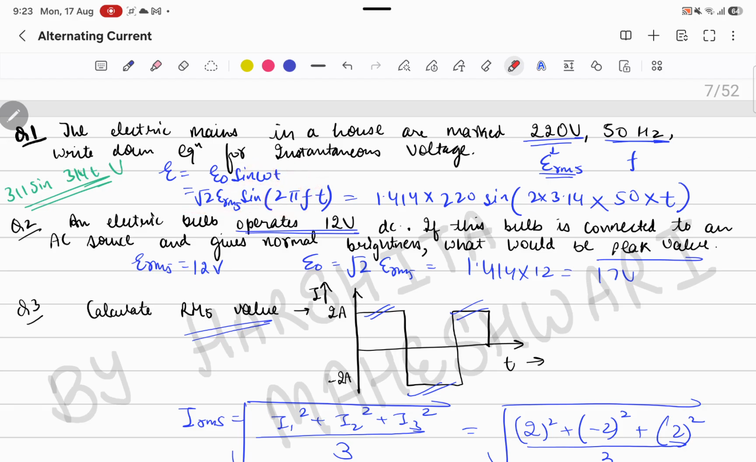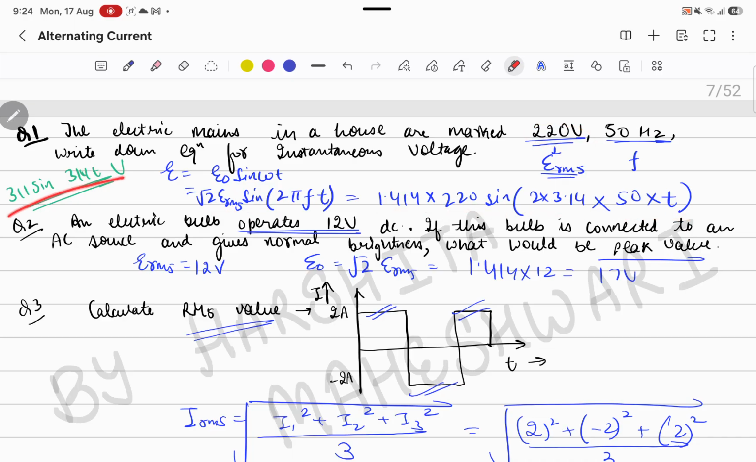Why did I write in terms of f? Because they have given us the frequency. Okay? So root 2 value I substituted as 1.414. E RMS I can write from here as 220, sine of this whole thing, and we will be solving and getting the answer. Similarly, I have one more question.